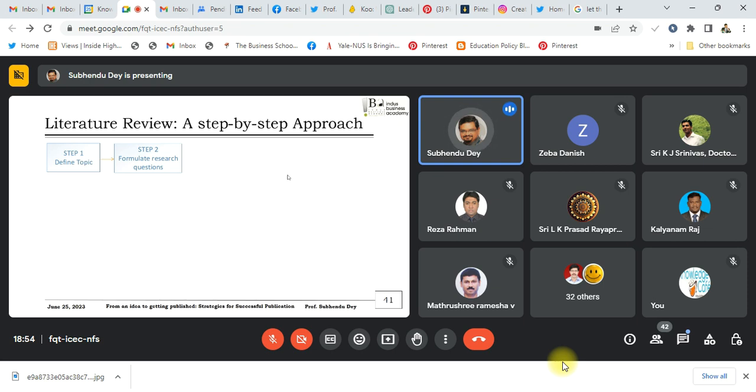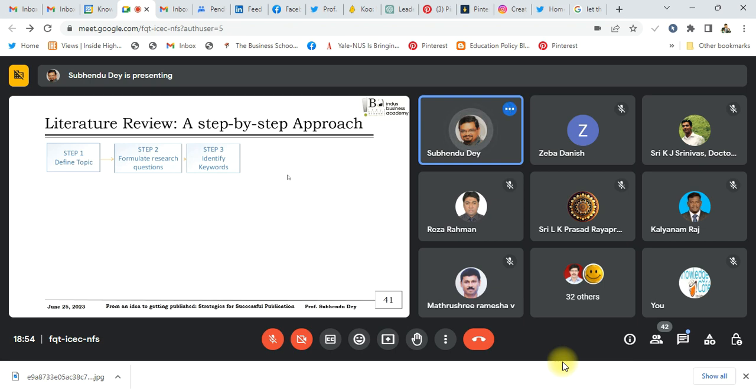What you can do basically is create an Excel sheet, and that's a good idea. Create an Excel sheet and start putting all of these there so that you have a very systematic way of documenting all the literature. Of course, there are software tools. I'm not going into that.